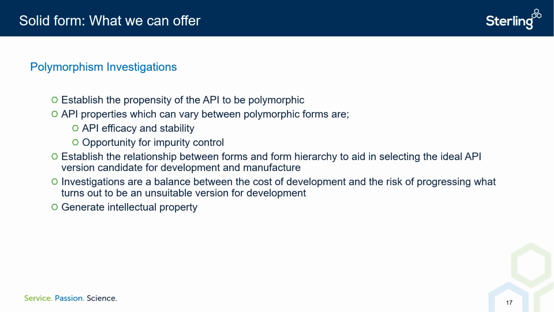The extent of investigation performed to understand the polymorphic landscape of an API is governed by a balance between the cost of development and the risk of selecting what turns out to be an unsuitable solid form for further development. An expanded polymorphism investigation, utilizing a broad range of solvents, solvent mixtures, and methods of manipulation, can be implemented to generate intellectual property for API versions. As a general rule, the more time you spend looking for new polymorphs or versions, the more likely you are to uncover them, even if they are niche and from very specific conditions.